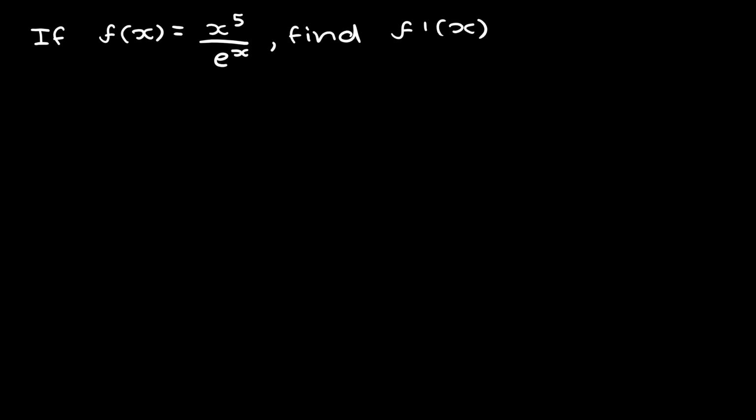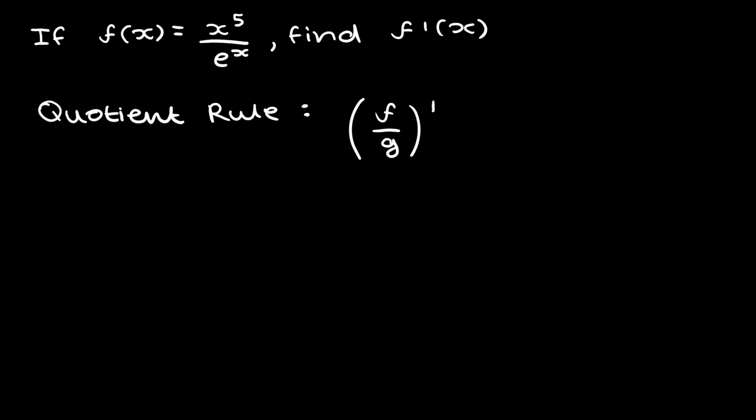If f of x equals x to the 5th power over e to the x, find f prime of x. We see here that we need to use the quotient rule, which basically says that f over g prime equals f prime times g minus g prime times f all over g squared.